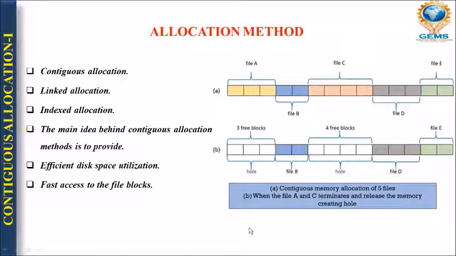In the second part, part B, when A and C terminate and release the memory, that creates a hole. What does it mean? Suppose file A is completed, then file A will release the space, and this space will be called a hole or vacant space, which is to be utilized by the next file.